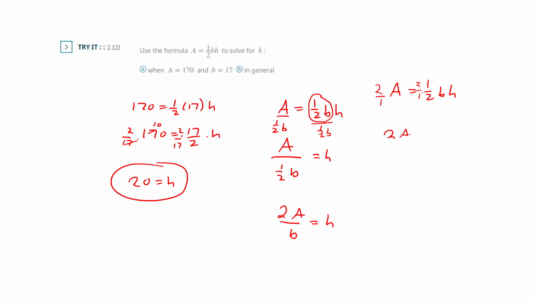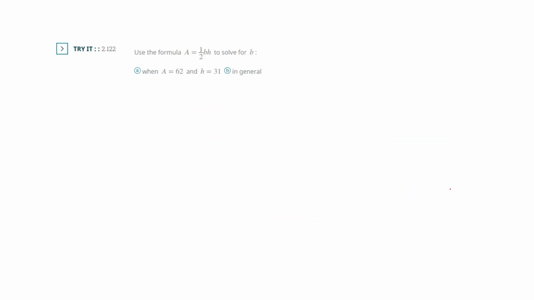So I'd have 2a equals bh. Now, you've got something in front of h, you would just divide it away. And you'd have 2a over b equals h. Okay, we've got 62, just plug it into the formula, equals b. Now we have the h.